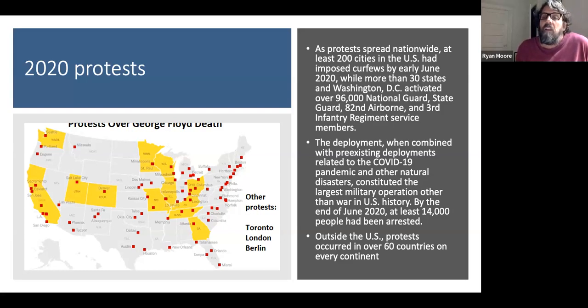By the end of June of 2020, at least 14,000 people had been arrested. Outside the US, the protests occurred in more than 60 countries on every continent. So this is a sort of mass uprising, the likes of which had never been seen before, and which was not just an American thing, but became global.